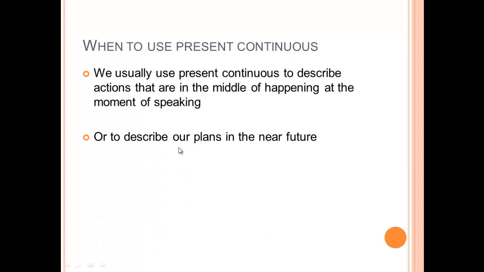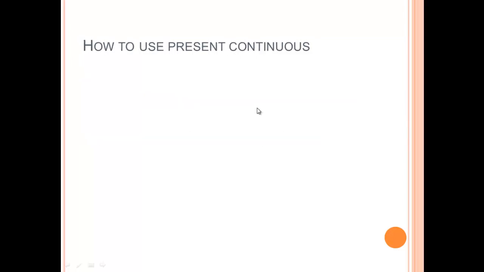Or it can be used to describe our plans in the near future, like for example, I'm throwing a party this weekend, but of course I can't because of the coronavirus anyways. For example, I'm seeing the doctor tonight, I'm meeting my friends this weekend. So these are plans for the near future that I can describe using present continuous.